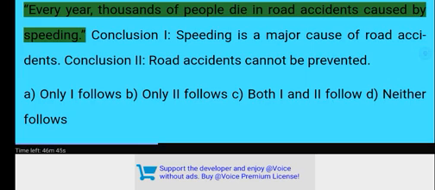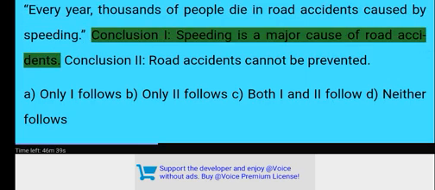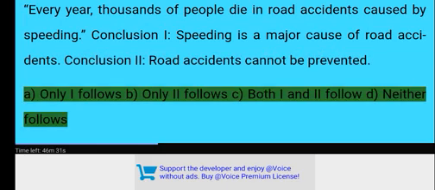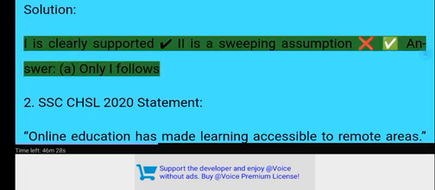Every year, thousands of people die in road accidents caused by speeding. Conclusion 1: Speeding is a major cause of road accidents. Conclusion 2: Road accidents cannot be prevented. Options: A. Only 1 follows. B. Only 2 follows. C. Both 1 and 2 follow. D. Neither follows. Solution: 1 is clearly supported. 2 is a sweeping assumption.